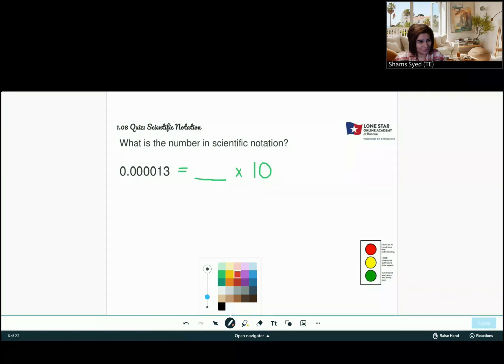I agree. The power is going to be negative, Kayla. Yes, because the number is small.